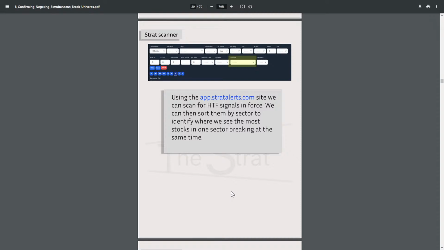So here's our Strat scanner. Using app.stratalerts.com, we can scan for higher time frame signals in force, and we can then sort them by sector to identify where we see the most stocks in one sector breaking at the same time. So where we see the most amount of 2s, because we're always saying we want to trade in the direction of the most 2s and 2s going 3, and this is a tool that can help you identify that.